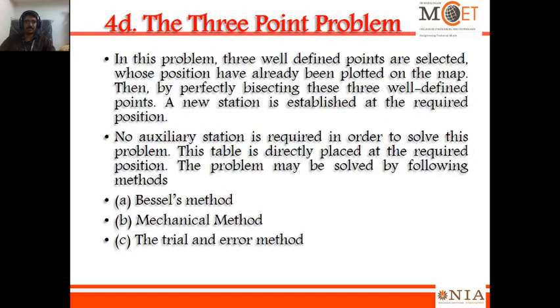And the last method is the three-point problem. This three-point problem again can be done by three methodologies: Bessel's method, mechanical method, trial and error method. Three well-defined points are selected. Here we require three points; in the two-point problem, two points have already been plotted on the map. Then by perfectly bisecting these three well-defined points, a new station is established. No auxiliary station is required in order to solve this problem. The table is directly placed on the required position. Right, you will see them one by one.